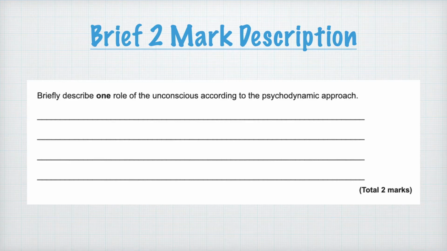So, our first question is a nice simple 2-marker on the role of the unconscious. There's a lot that you could say, so don't get bogged down with all the possibilities. I would just choose 2 pieces of information and put them in your answer. If you can make them link to each other in some way, that would be even better.